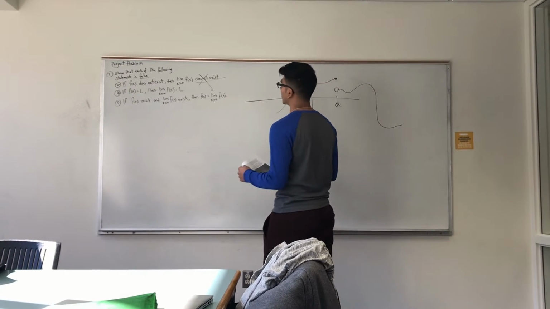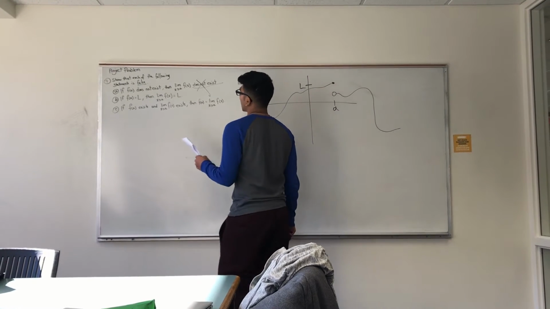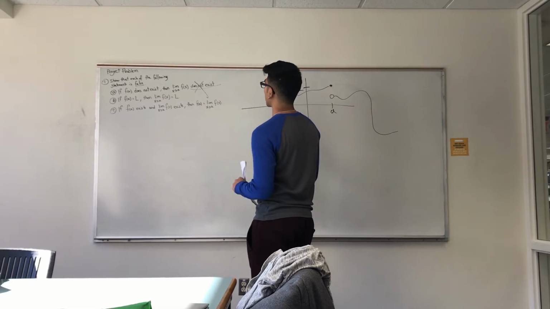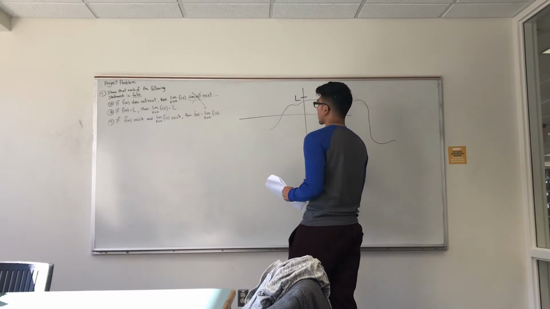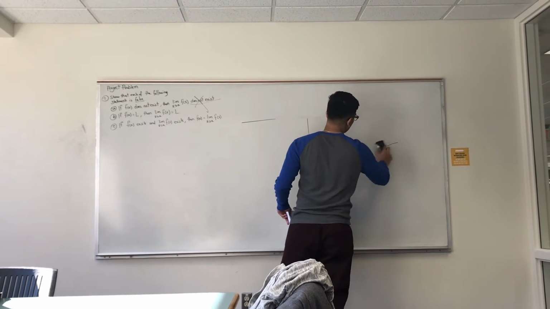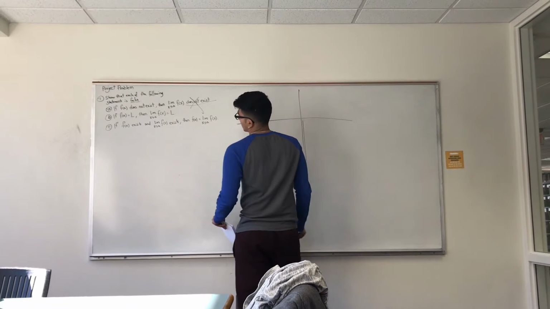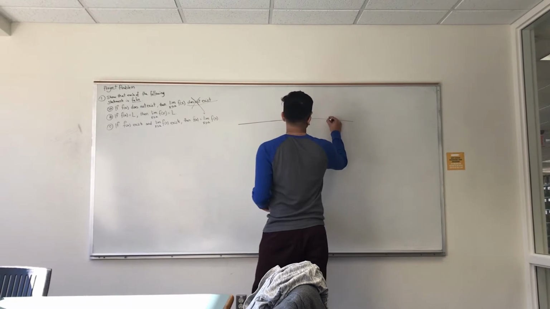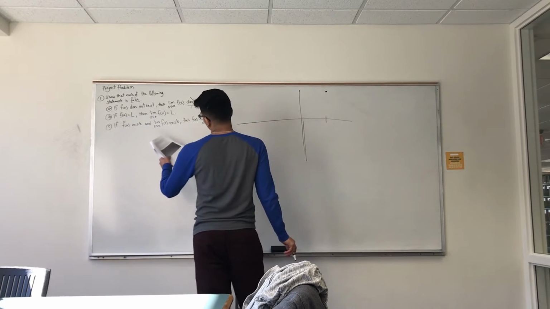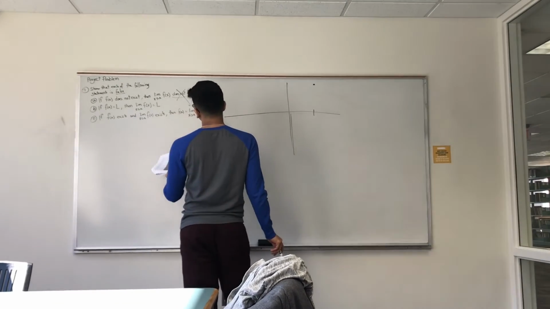Now we'll move on to C. Okay? C says if f of a exists and the limit as x approaches a of f of x exists, then f of a equals the limit as x approaches A. Alright, so again, we will do this graphically. So we have our x and y plane. So they give us that f of a exists. So at A, some point exists, right? Then it says the limit as x approaches A, f of x exists.